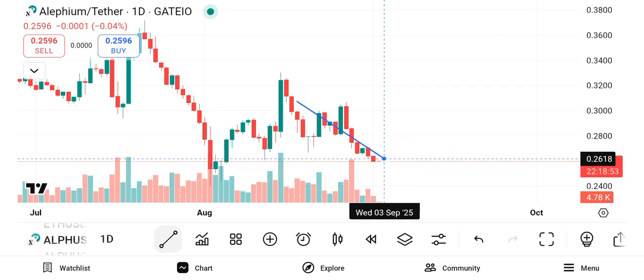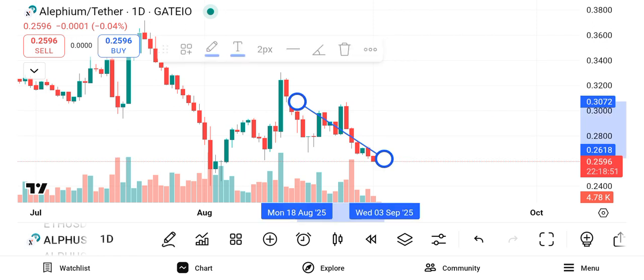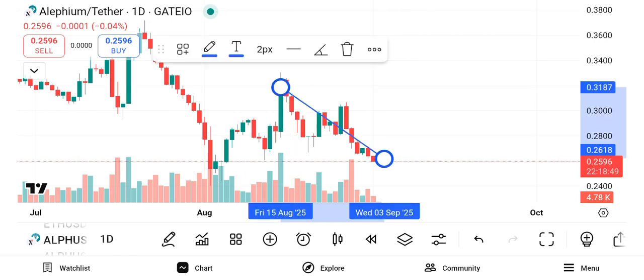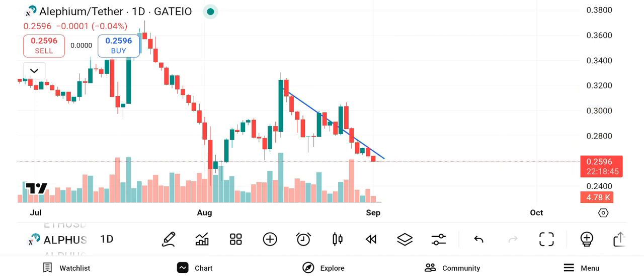Okay, let's just manage it. See, this is a downward trend. It's a downward trend, and this is perfect. You can see the trend line drawn. So we see that a downward trend was formed.